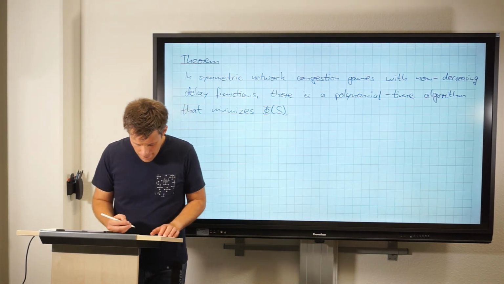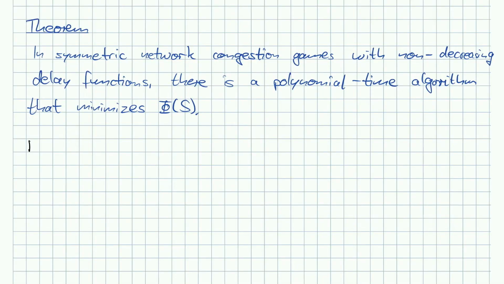How do we do that? Well, what we do is we now replace the graph of the network congestion game in a way that we then want to find a min-cost flow, and with this min-cost flow we then immediately minimize the Rosenthal potential.